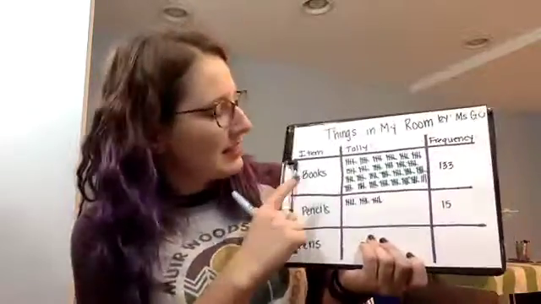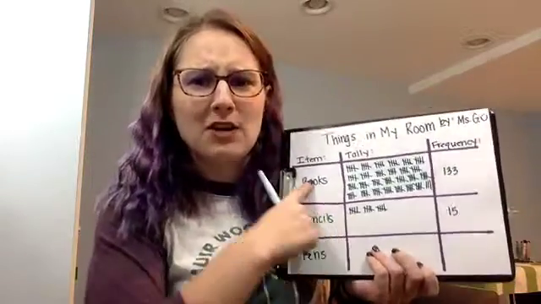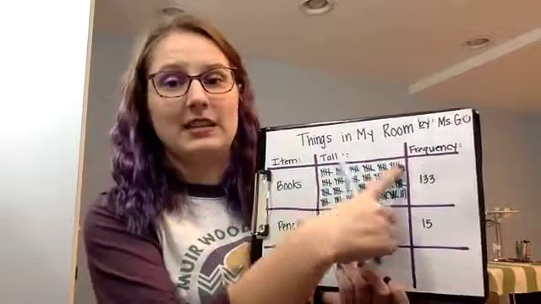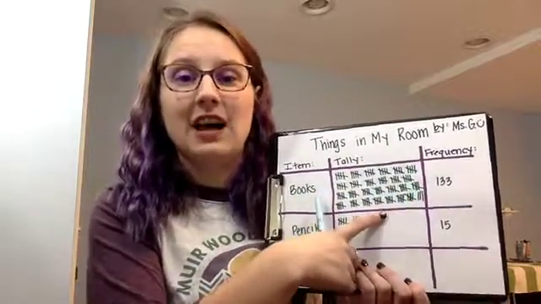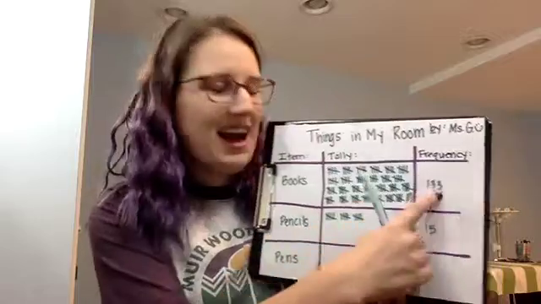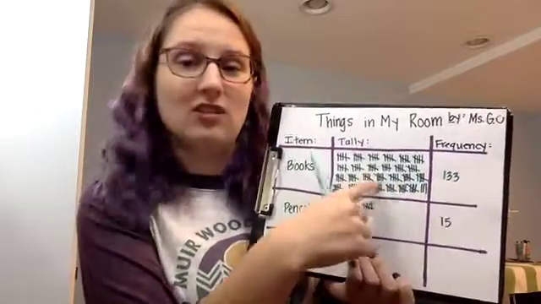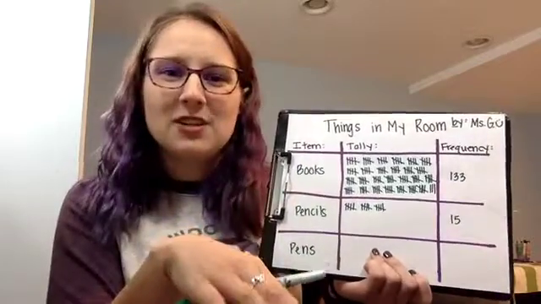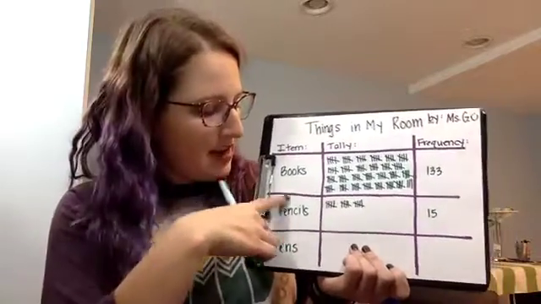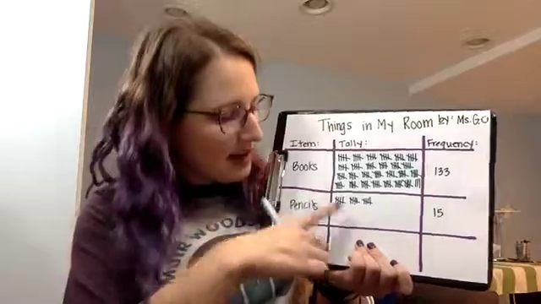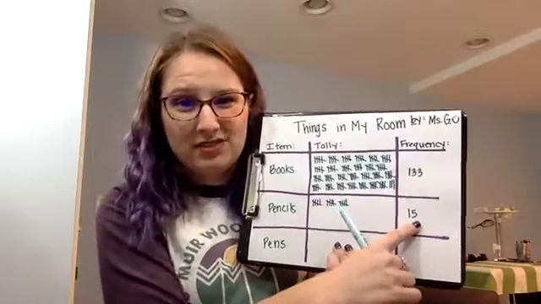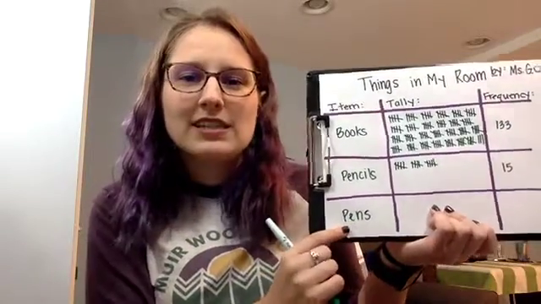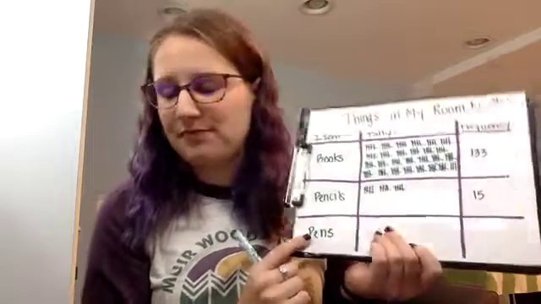So as you can see, I started here with my books, and I did a lot. I have a lot of books in my room. I have 133, and it took a long time making all of these tally marks. So I decided to do something a little easier the next time, and I did pencils. And I realized that I only had 15 pencils. Now it's time to count how many pens I have.